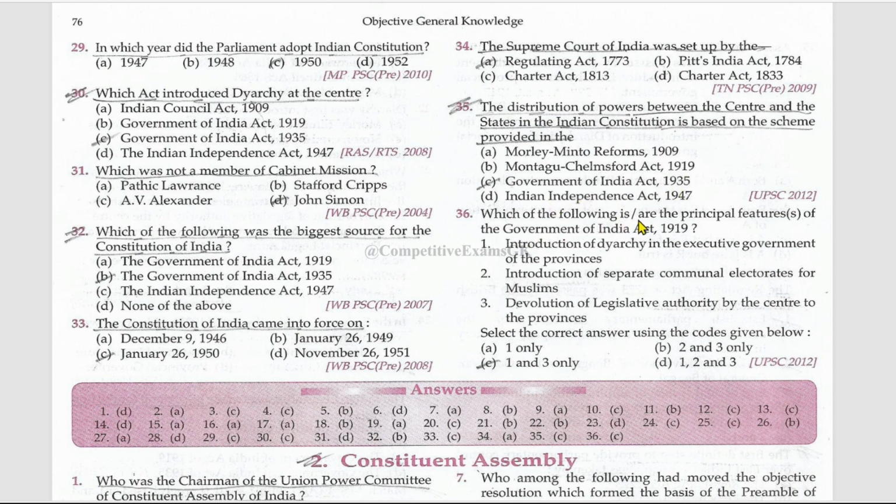Which of the following is or are the principal features of the Government of India Act 1919? Introduction of diarchy in the executive government of the provinces, right. Introduction of separate communal electorate for the Muslims, no. Devolution of legislative authority by the centre to the provinces, this is also true.